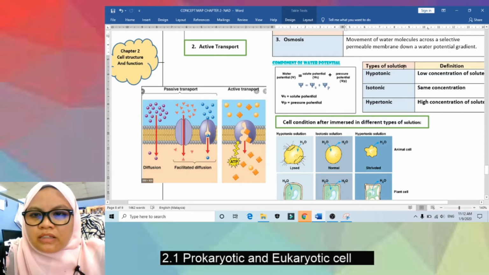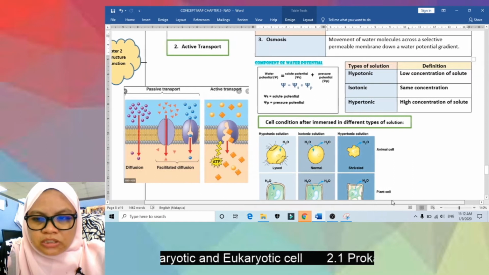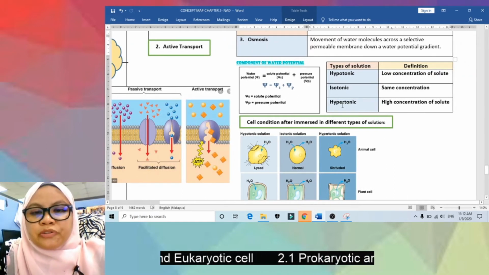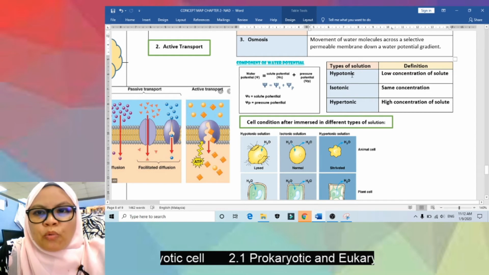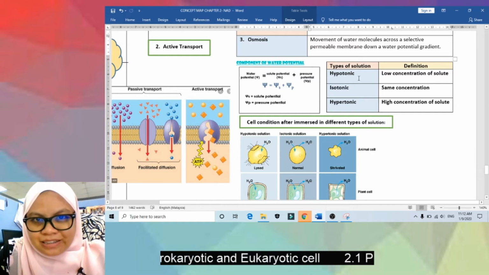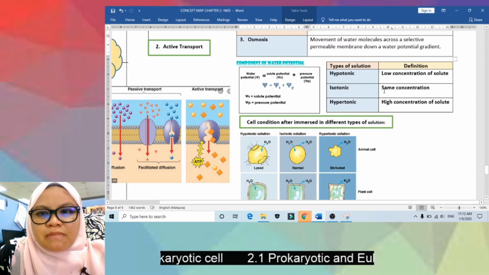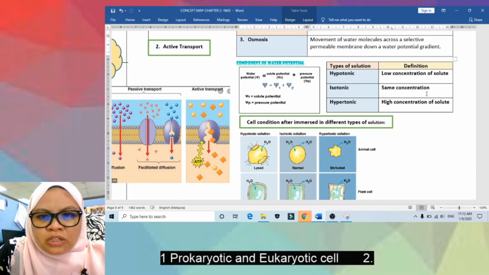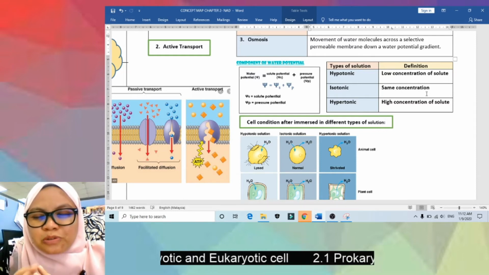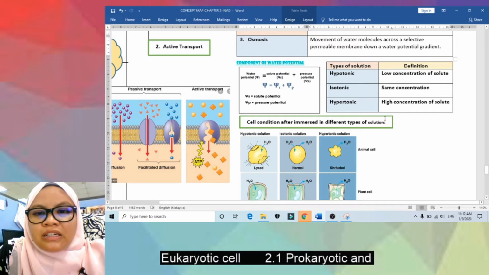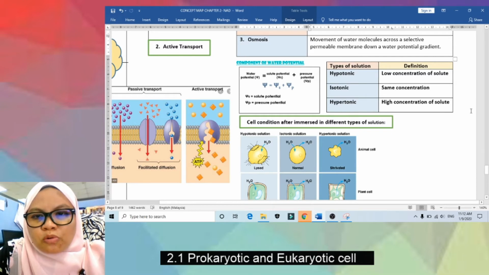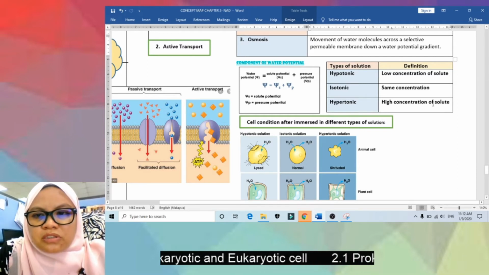Okay. And then we look at it in terms of water potential. The solution can be divided into three. Hypotonic is with low concentration of solute. It means in a hypotonic solution, the solute is low, not concentrated. Isotonic means it has the same concentration between the water and also the solute, means the solution has the same concentration. And then the hypertonic is the solution with high concentration of solute.